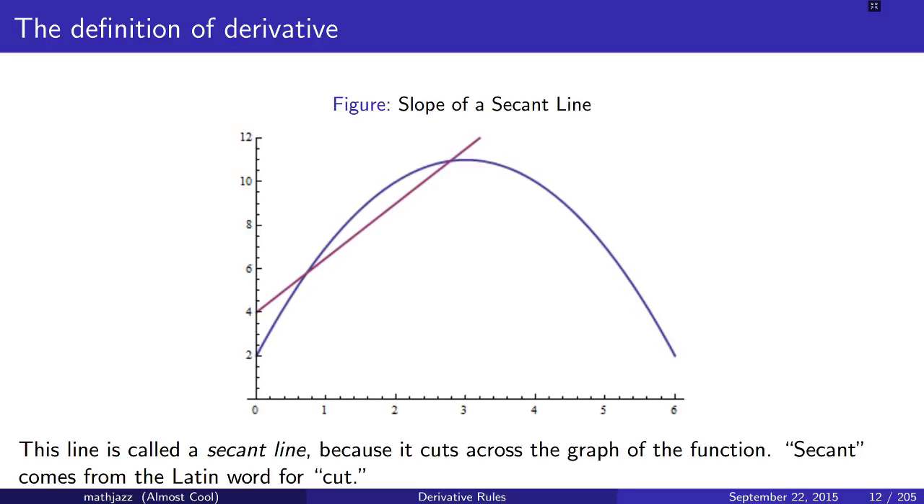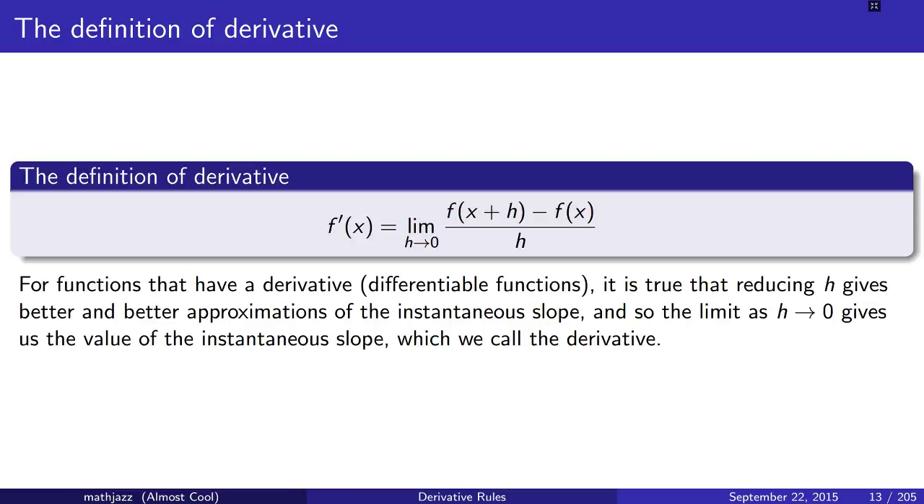And the tangent line of a function at a point has the same slope as the slope of the function. So we say that the derivative of a function is the slope of the tangent line at that point. But we are getting a little ahead of ourselves. So for one thing, I said that shrinking the interval, shrinking h, gives better approximations of the instantaneous slope.